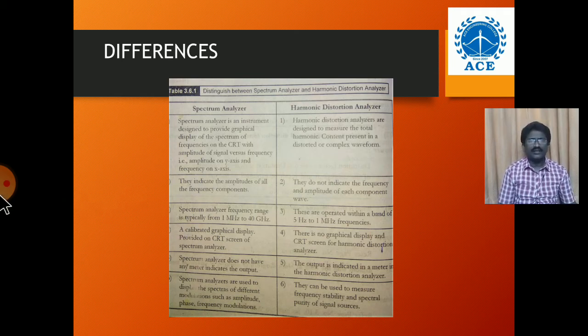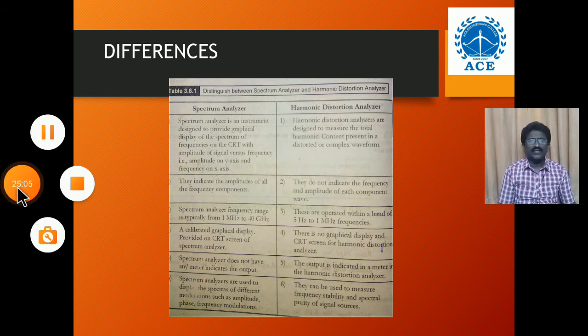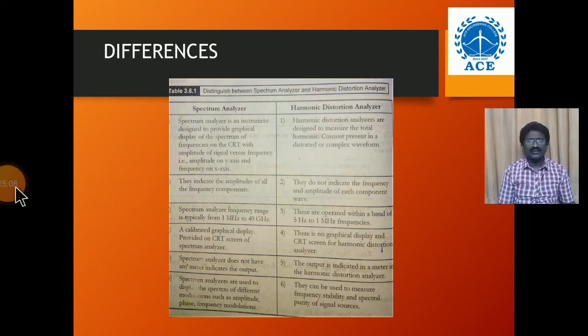So already you know the function of the spectrum analyzer. Actually, a spectrum analyzer is an instrument designed to provide a graphical display of the spectrum of frequencies on the CRT, with amplitude of signal versus frequency. So that means amplitude on the y-axis, frequency on the x-axis. So this is the first function of the spectrum analyzer.